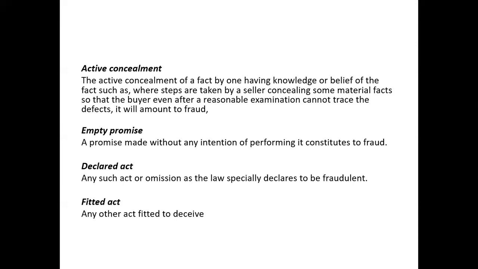The first one is active concealment. What is actually active concealment? The active concealment of a fact by one having knowledge or belief of the fact, such as where steps are taken by a seller concealing some material facts so that the buyer, even after a reasonable examination, cannot trace a defect. It will amount to fraud.